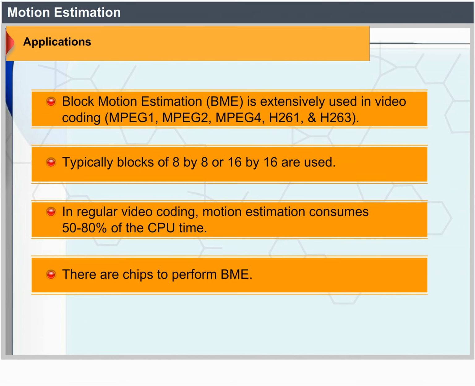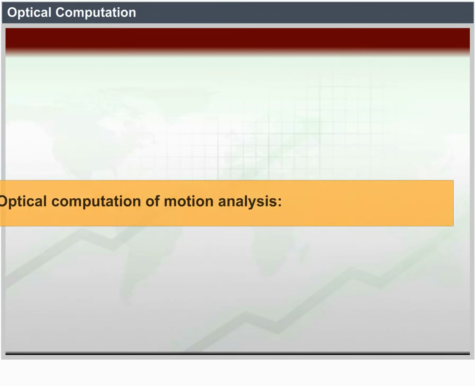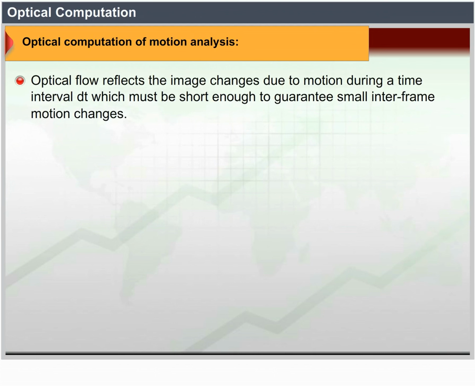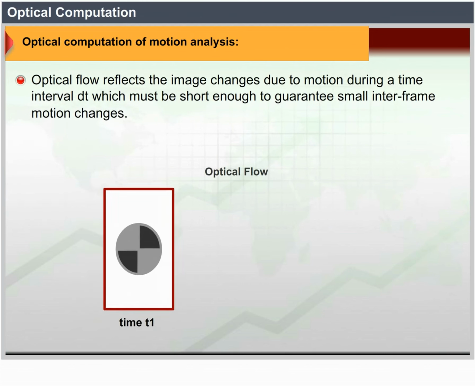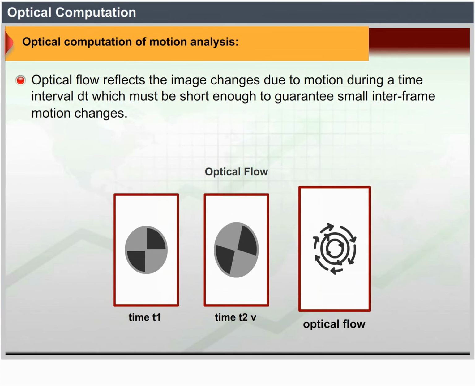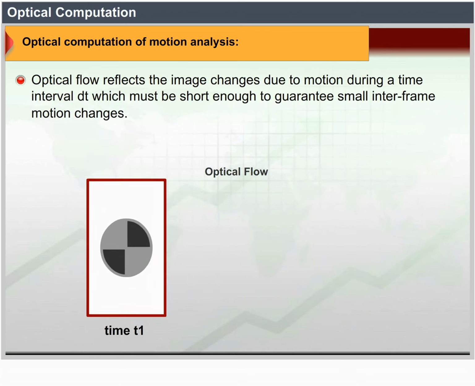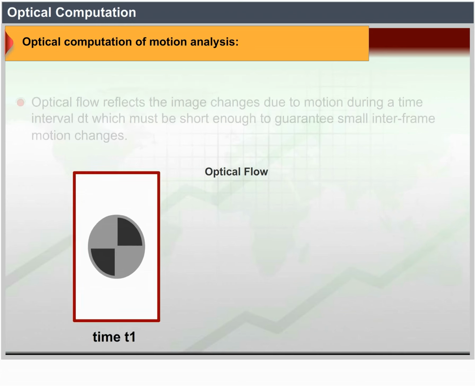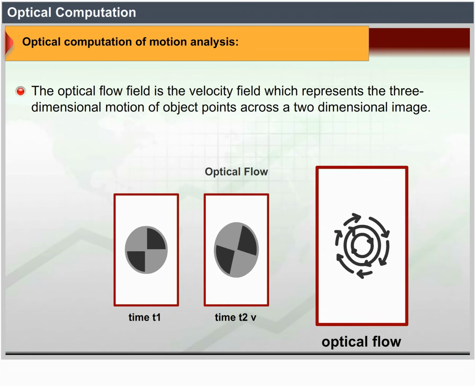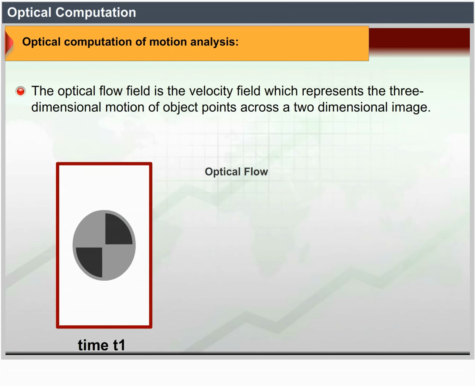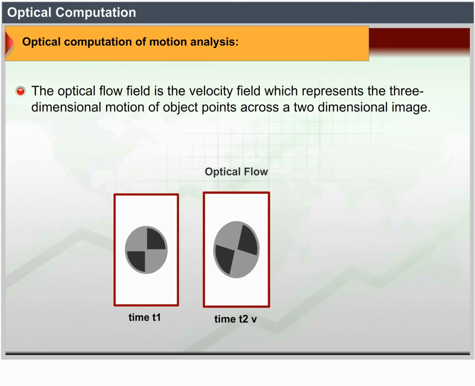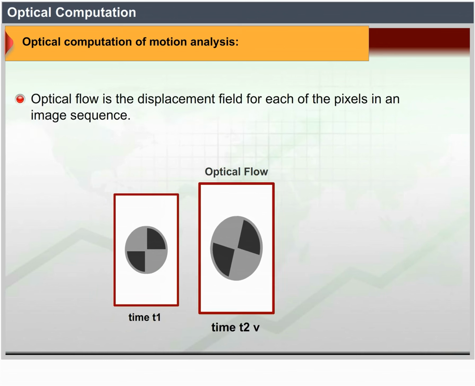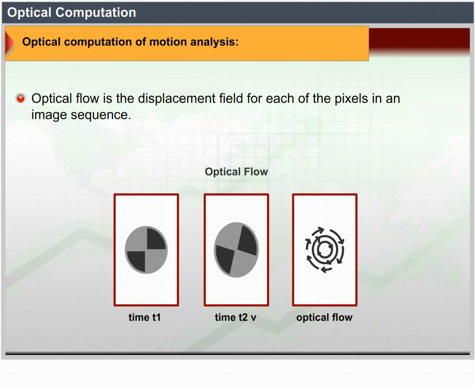Optical computation of motion analysis. Optical flow reflects the image changes due to motion during a time interval dt, which must be short enough to guarantee small interframe motion changes. The optical flow field is the velocity field that represents the 3-dimensional motion of object points across a 2-dimensional image. Optical flow is the displacement field for each of the pixels in an image sequence.